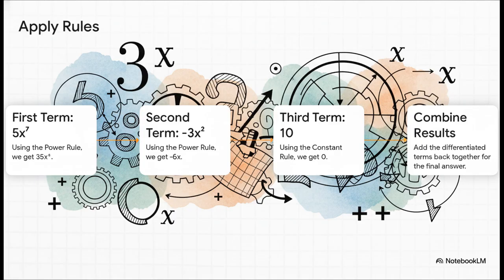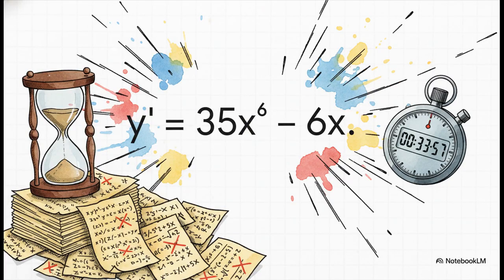It's just a constant, so the constant rule kicks in, and its derivative is simply 0. And now all we have to do is put the pieces together. The derivative, y prime, is just 35x to the 6 minus 6x. And we're done. Seriously, look at that. What would have taken ages and pages of algebra with the limit definition, we just did in what, 15 seconds? That right there, that is the power of these formulas.